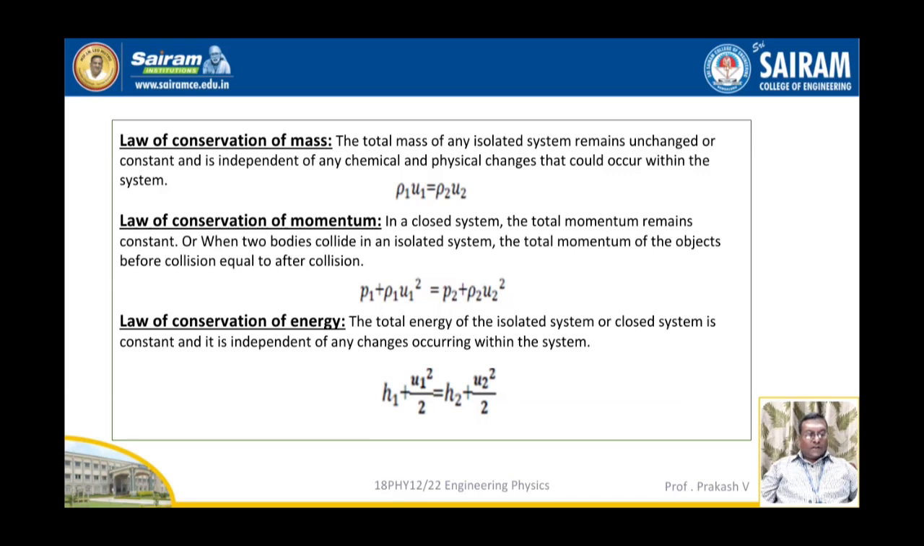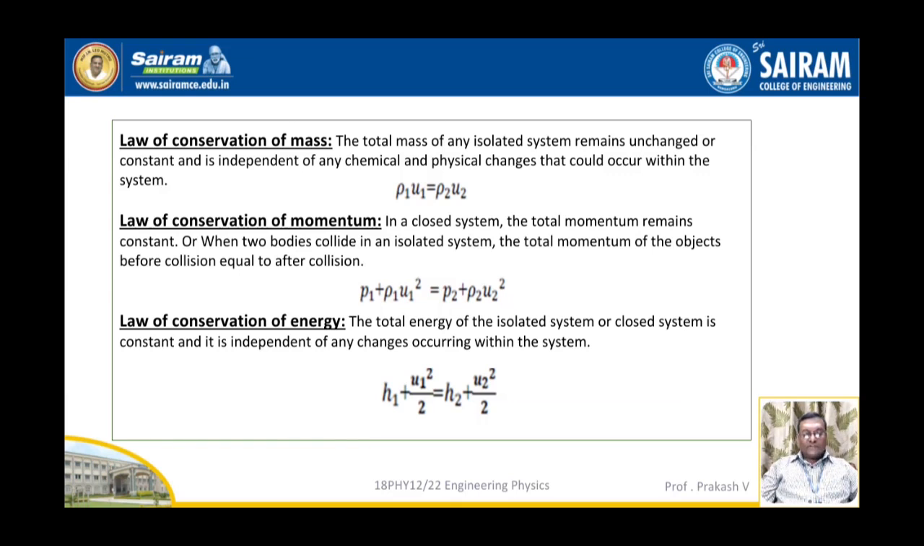And by considering the law of conservation of momentum, in a closed system the total momentum remains constant, or when two bodies collide in an isolated system, the total momentum of the objects before collision is equal to that after the collision. So here the equation corresponding to the law of conservation of momentum is P1 plus ρ1 u1 square is equal to P2 plus ρ2 u2 square.